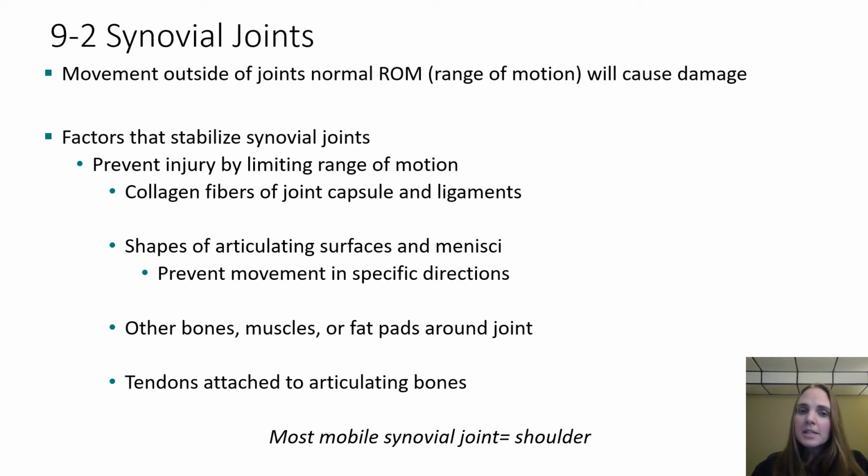Our most mobile synovial joint is our shoulder. And so what does that mean? If it's our most mobile, it's also one of the ones that is most prone to injury.